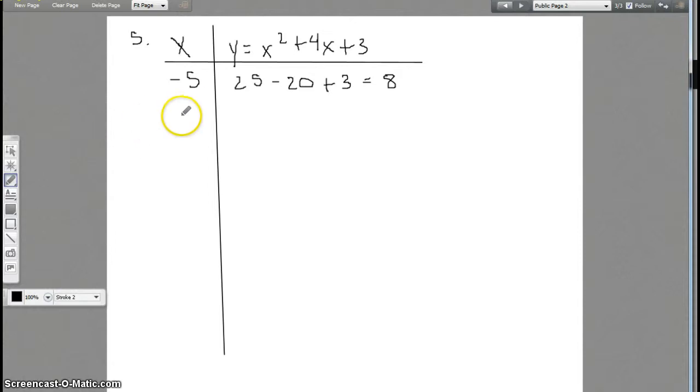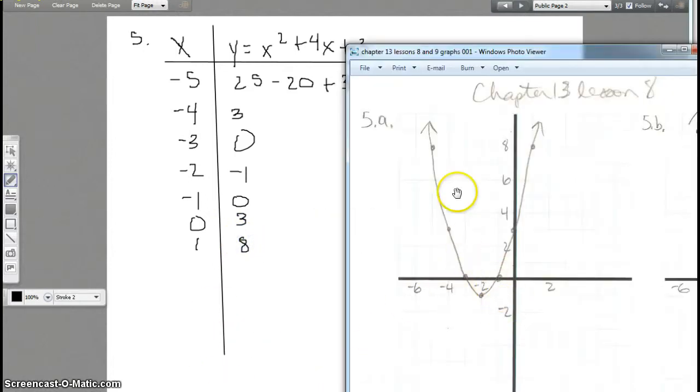We do this for a bunch of different values of x. I'm going to do -4, -3, -2, -1, 0, and 1. When x is -4, we end up with 3. When x is -3, we get 0. When x is -2, we get -1. When x is -1, we get 0. When x is 0, we get 3. And when x is 1, we get 8. And this is what our graph looks like. So this graph shows us the values that I showed you in this data table.